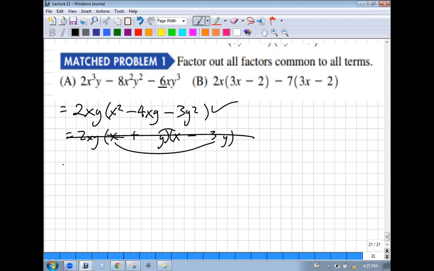Okay. So B here, we have the same thing. So we have this 2x and we have a minus 7, and they're both being multiplied by a 3x minus 2. Okay.